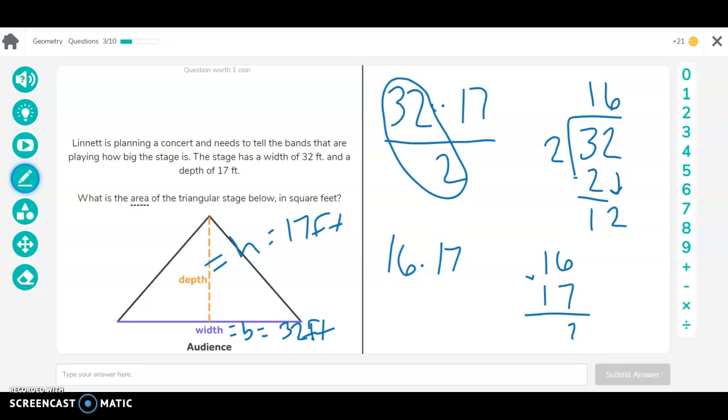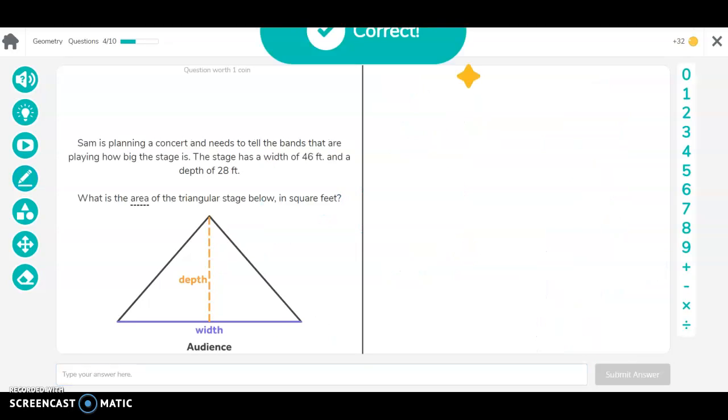So we get 42. 6 times 7 is 42. 7 times 1 is 7 plus 4 is 11. I'm going to run out of room. 6 times 1 is 6. 1 times 1. Add all of those together. We get 2. 6 plus 1 is 6. 1 plus 1 is 2. Oh, 6 plus 1 is not 6. 6 plus 1 is 7. So we get 272 feet. Let's check it. There we go.